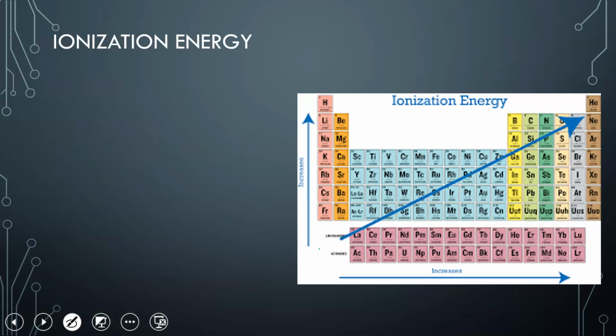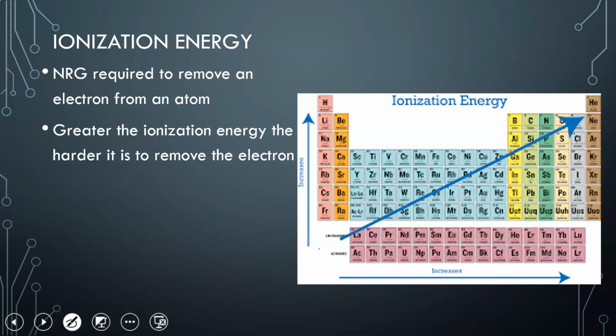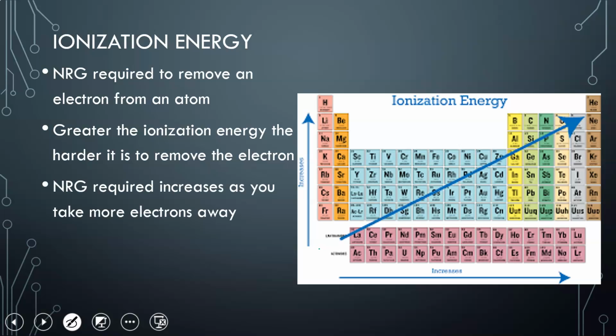All right, now we're going to talk about ionization energy. That's the energy required to remove an electron from an atom. So if we're removing the electron, you can see that the greater the ionization energy, the harder it is to remove the electron. The energy required increases as you take more electrons away. So the more you want to remove, the harder it gets.